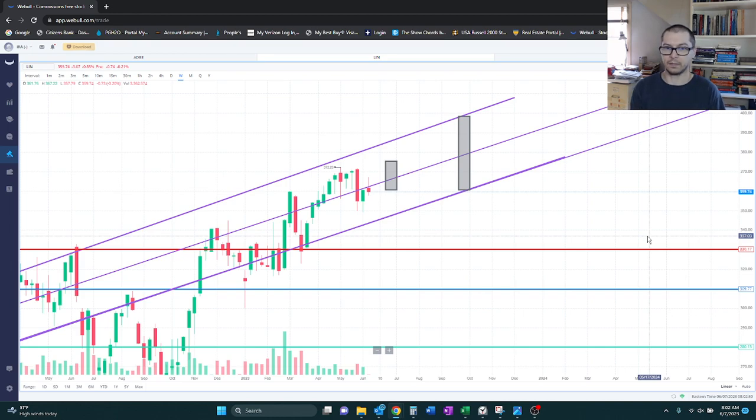If it was below those levels and there was a chance to get up there, then it would be a better opportunity to buy this. But that's just my thinking. Let me know your thoughts.